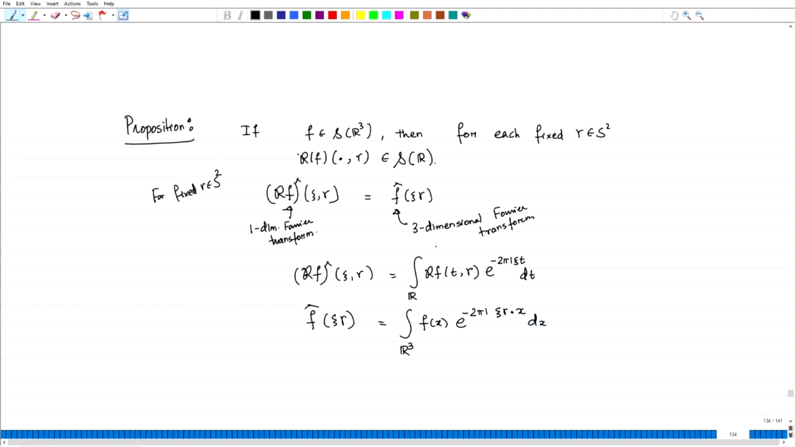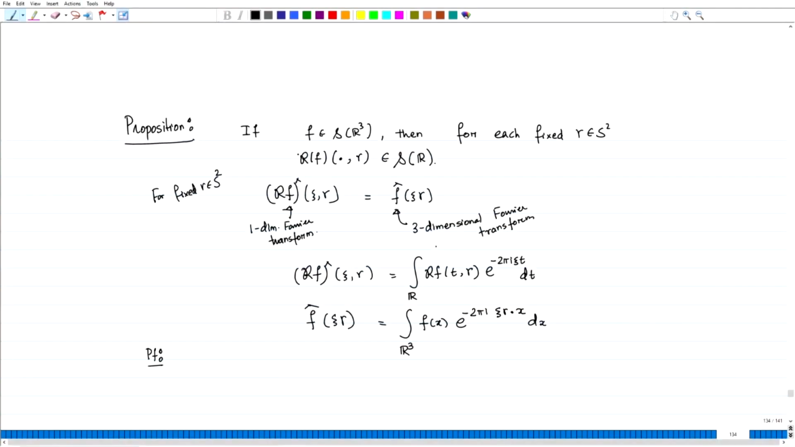So, that is the 3 dimensional Fourier transform we are talking about. Now, first to prove that, for each fixed gamma, we would like to show that R f, the Radon transform, is a Schwartz class function on R. So, what do we know? We know that f given to us is in the Schwartz space.